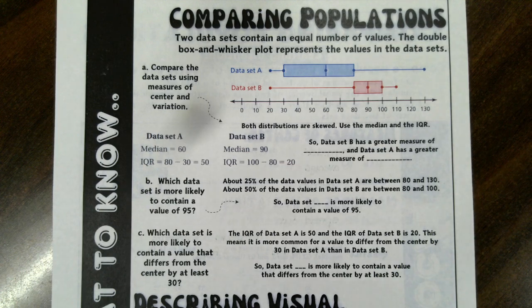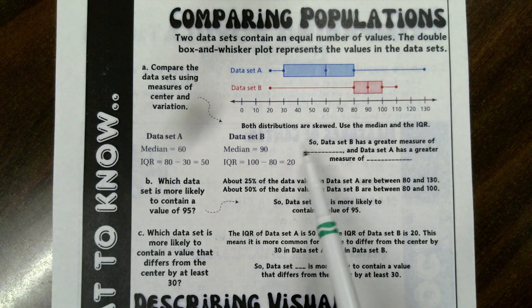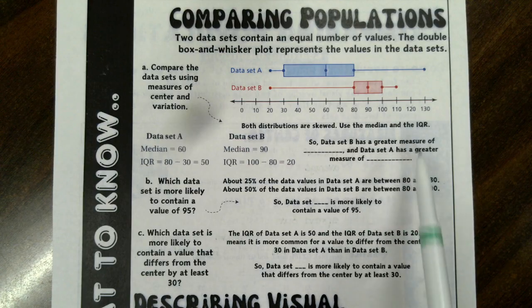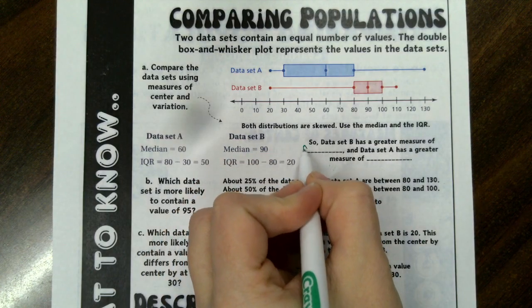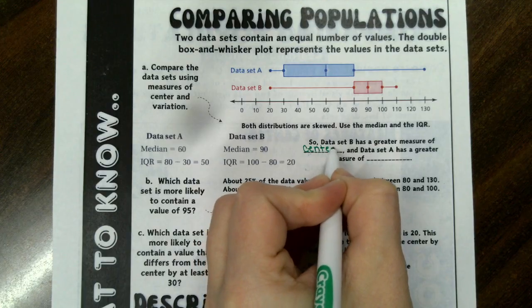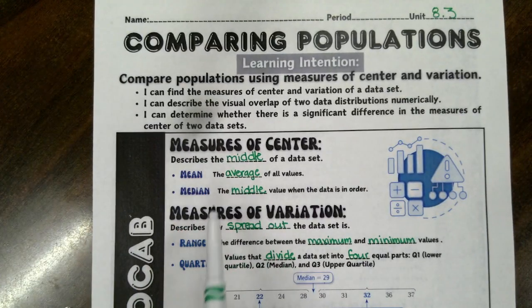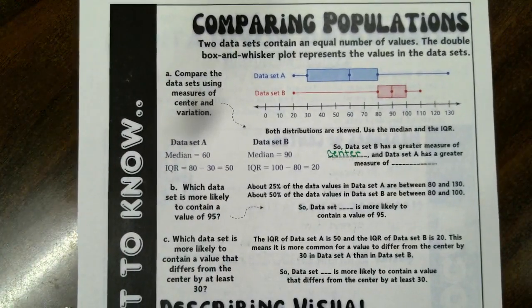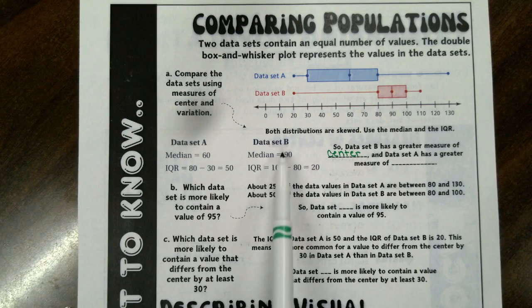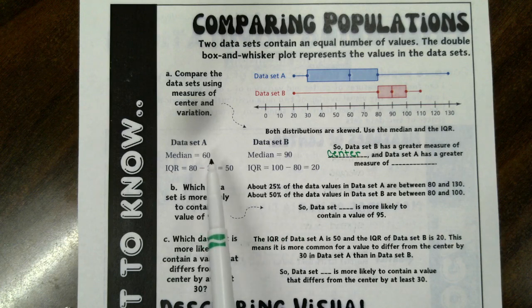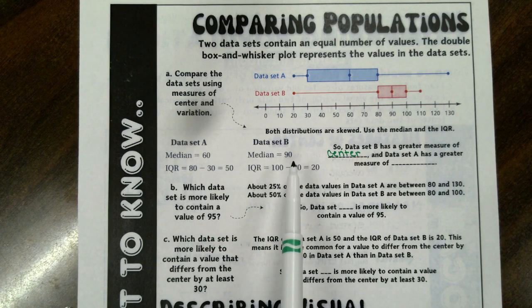So what does this tell me? This tells me that data set B has a greater measure of center, because remember, a measure of center is our mean and our median. We're either talking about the average or the middle. We're describing the middle of the data set. How do I know that? Because I'm looking at the median, which is my measure of center. It is greater than data set A, so it does have a greater measure of center.